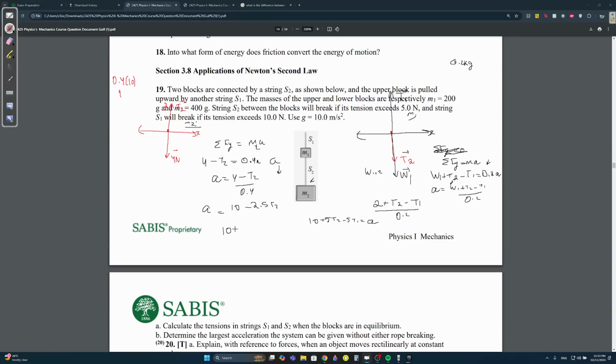Actually, you know what? No, don't equate them to each other. We know what T1 and T2 are, because they said S2, T2 is 5, and S1, T1 is 10. We're looking at the maximum, the largest acceleration. Just substitute these values. So T2 is 5. Let's go here: 10 minus 2.5 times 5, and you're going to get minus 2.5.